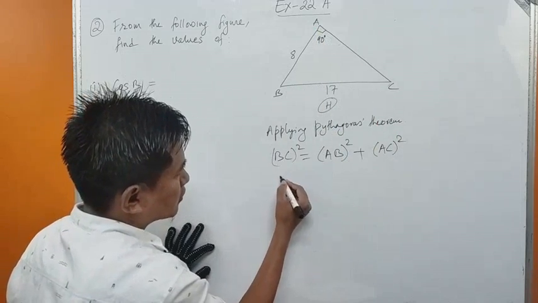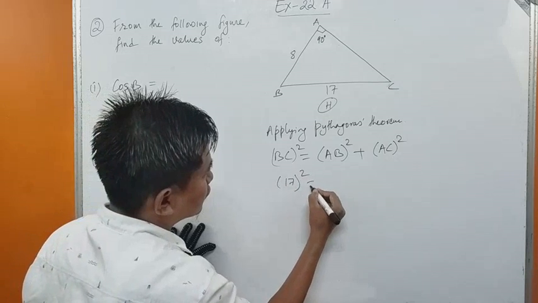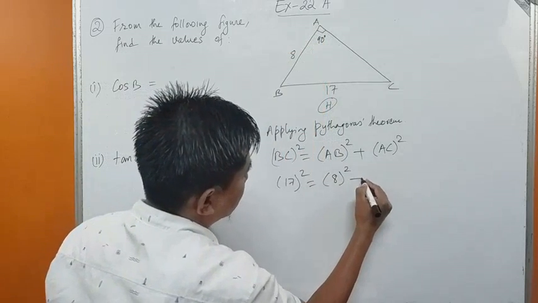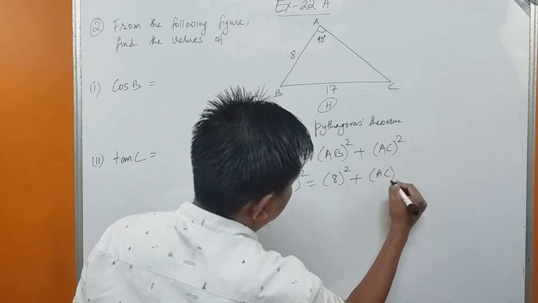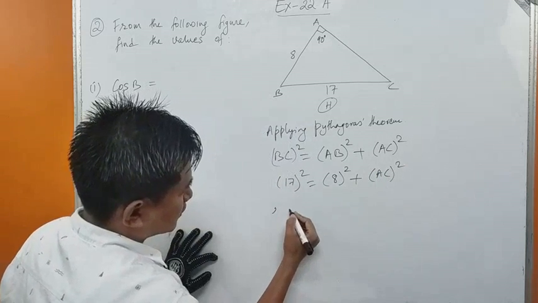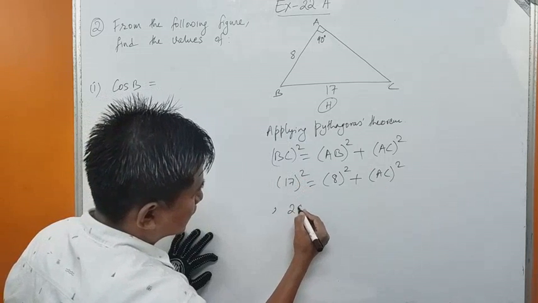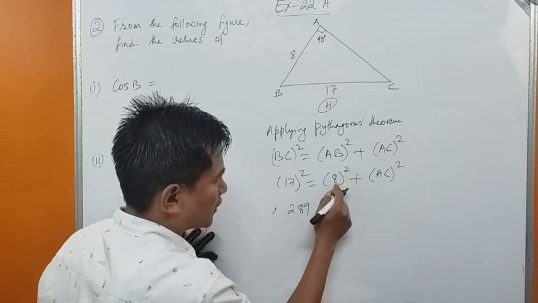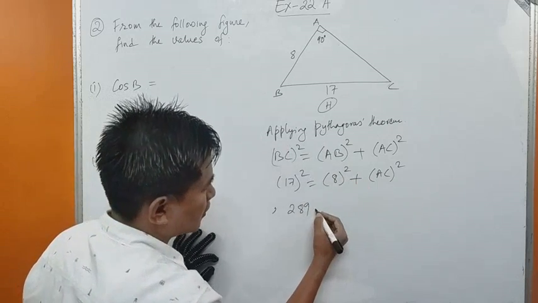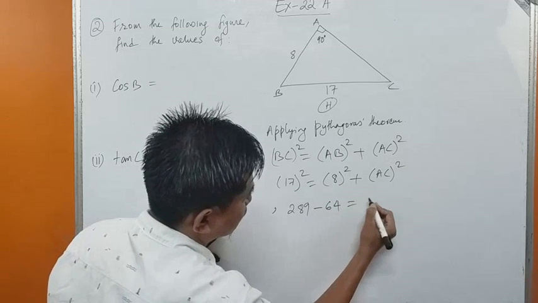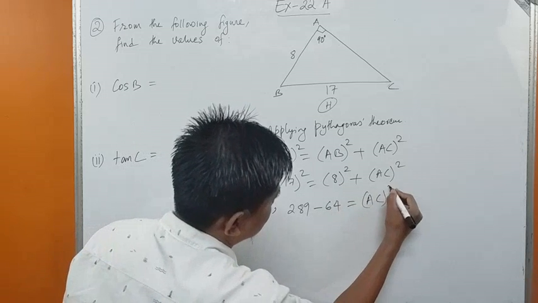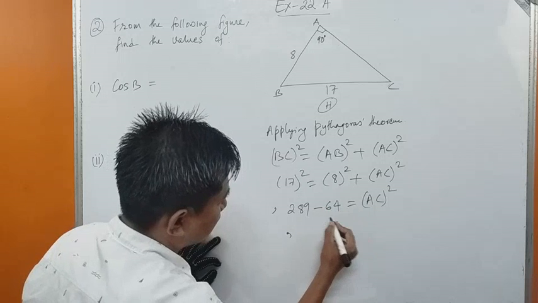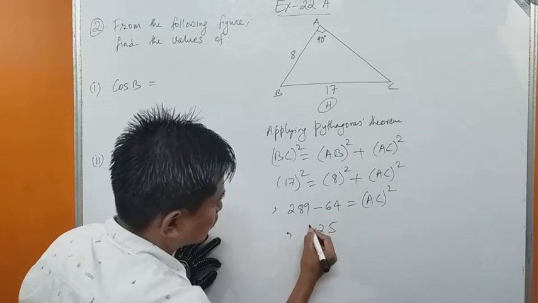So BC is given to us, that is 17. 17 square equals AB, AB is given to us, 8. 8 square plus AC, which is not given to us, AC square. 17 square is 289. 8 square is 64. 8 8s are 64. Let us bring this to the left hand side. Minus 64 equals AC square, or 289 minus 64. 9 minus 4 is 5. 8 minus 6 is 2.